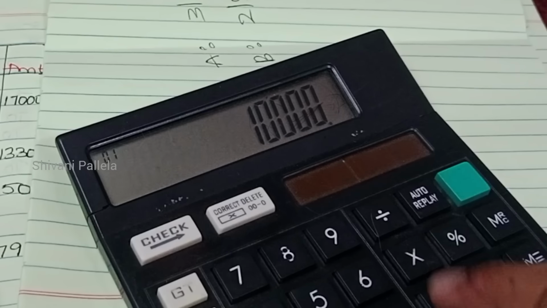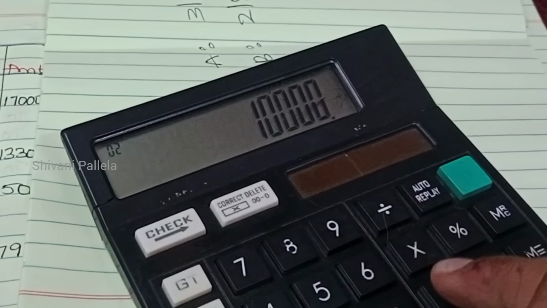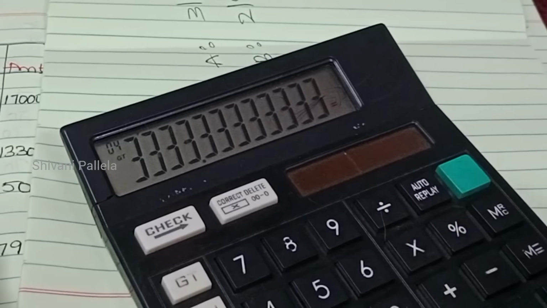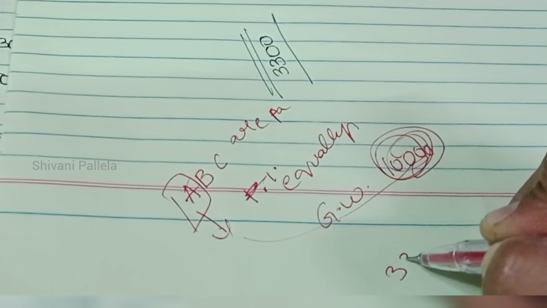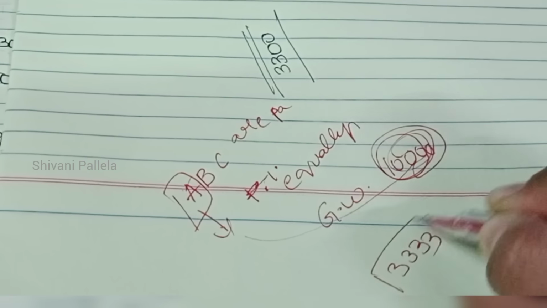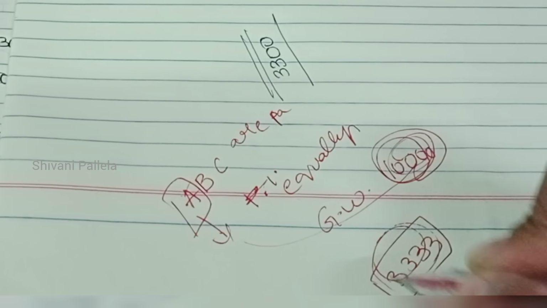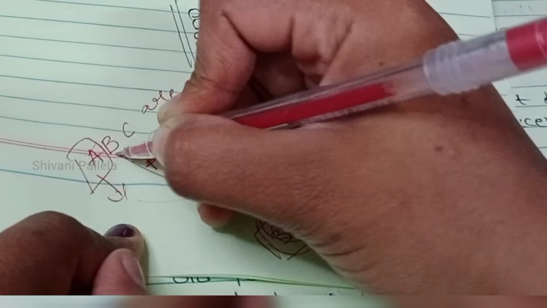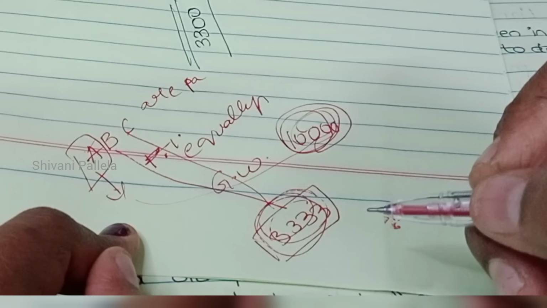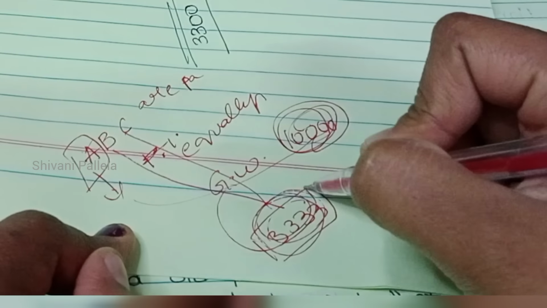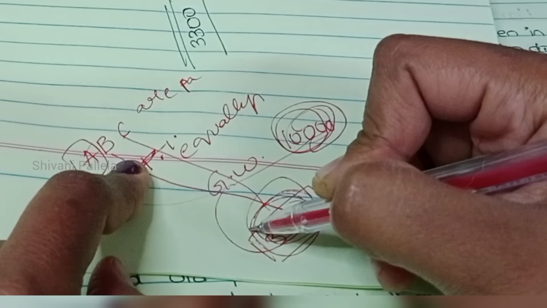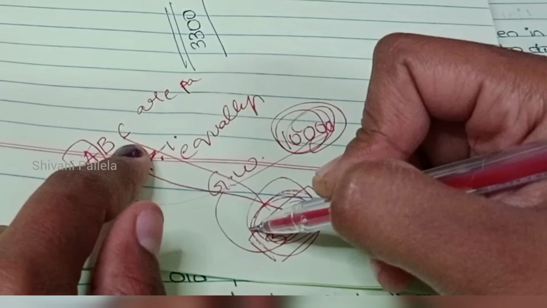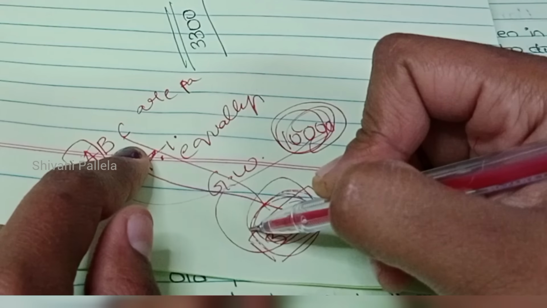10,000 into 1 divided by 3. A's share is 3,333. This amount we need to share to the old partners. Only this amount we need to share to the old partners. That is the thing you are learning in this retirement. Other than this, all is equal.